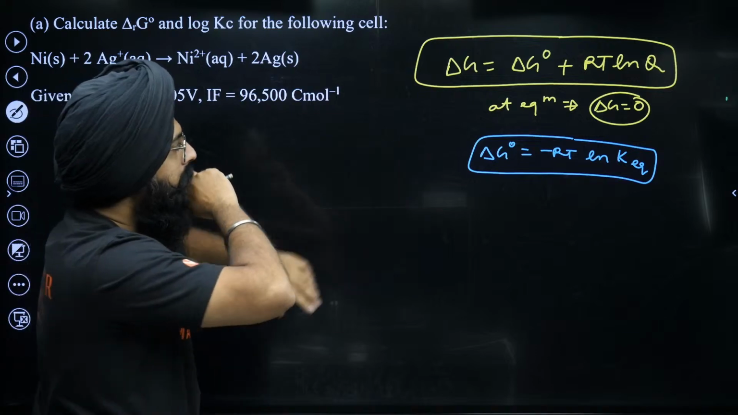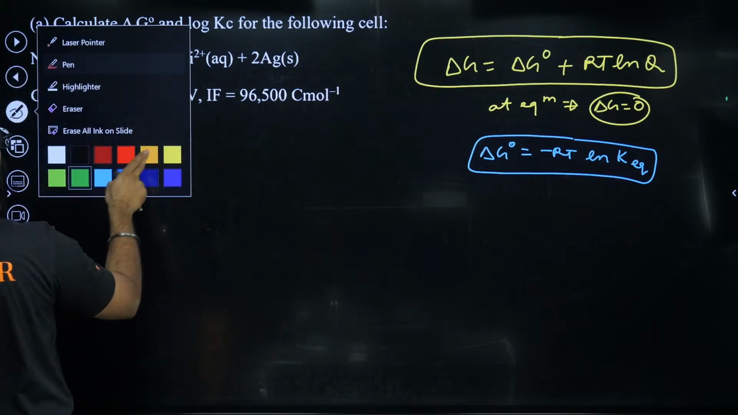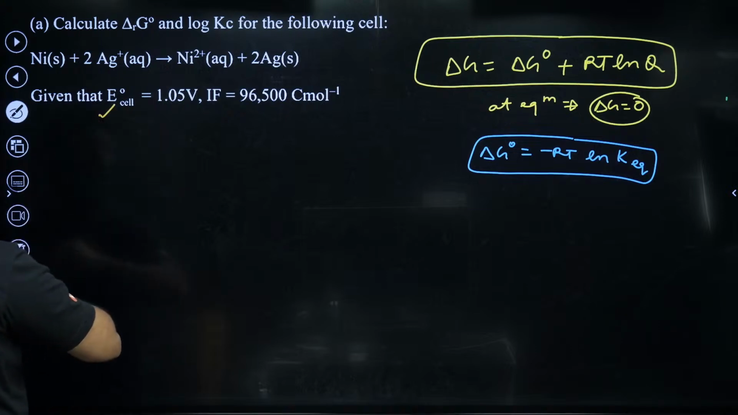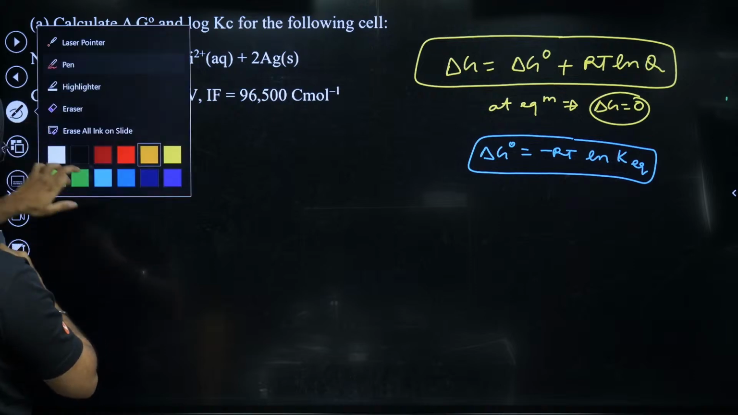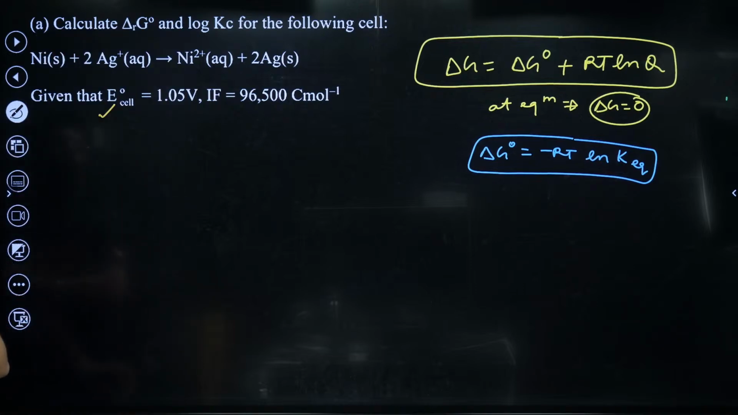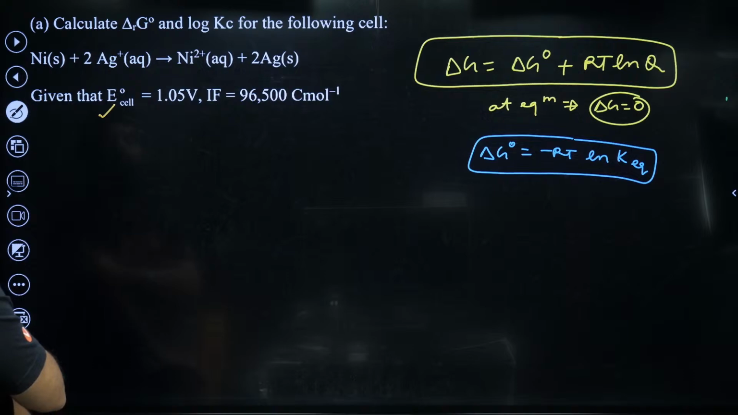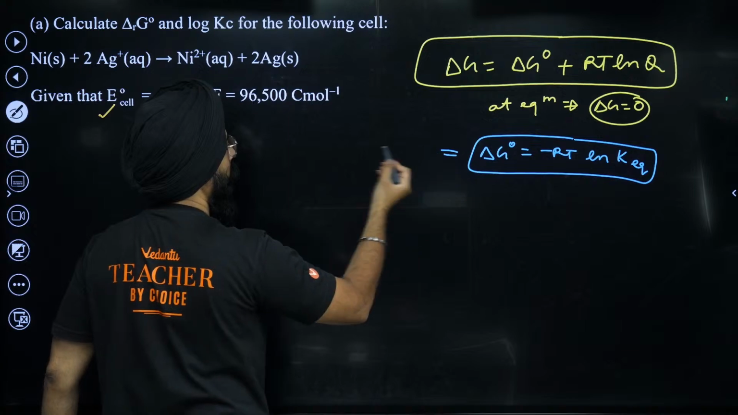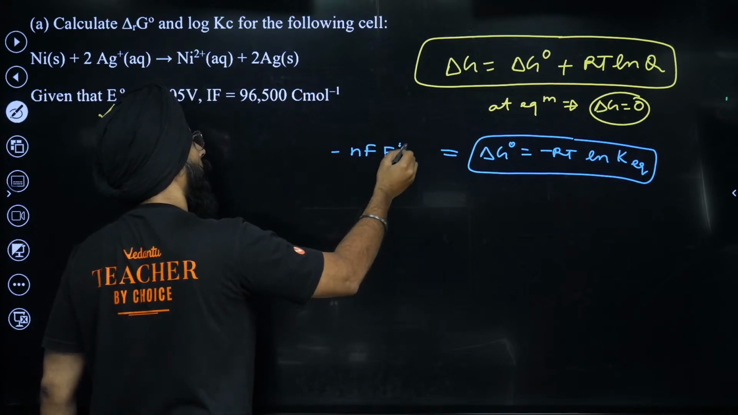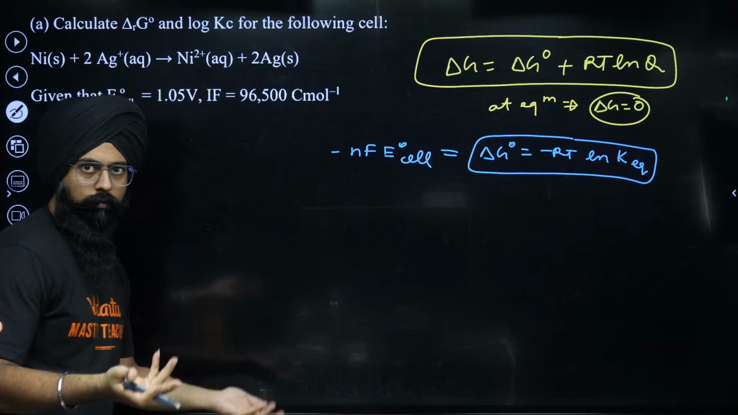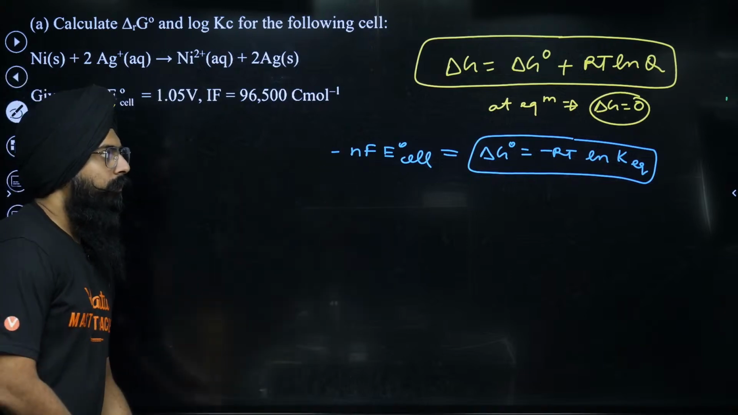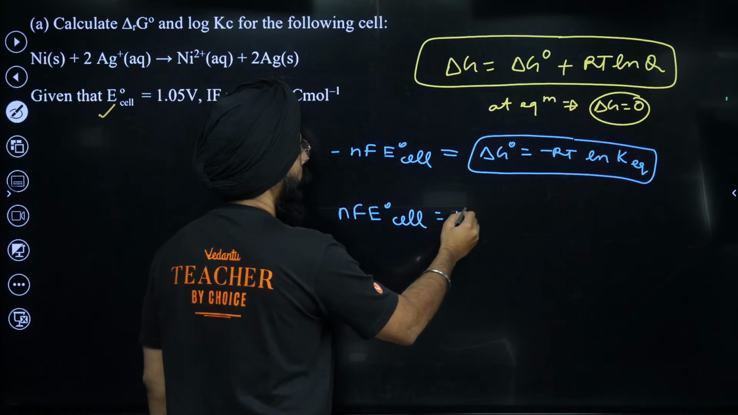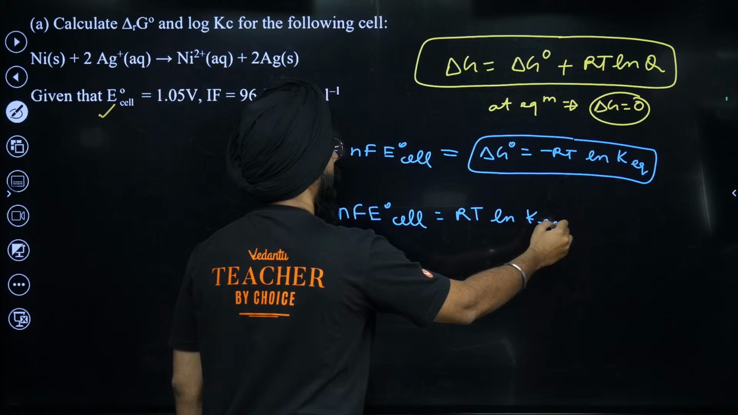Anyway, delta G naught is equal to minus RT ln K equilibrium. So what does this say? This gives me the E naught cell. This gives me the value of the Faraday's constant. Okay, fine. So this can be written as minus NF E naught cell. So I can say that NF E naught cell is equal to RT ln K equilibrium.